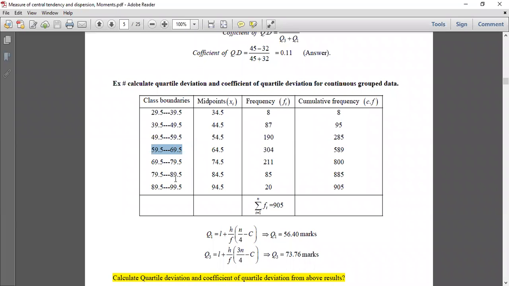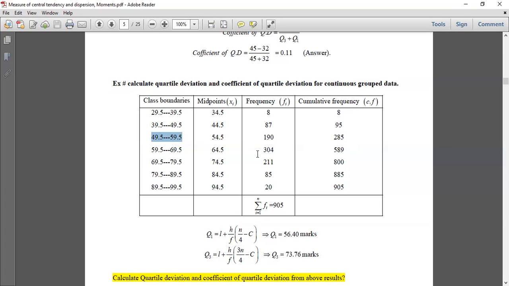Okay, so make a note. Okay, and what is the value of the second one? The 678, sir. 678.75. Sorry, the first value will lie between 49.5 to 59.5, because the value is 226 and the cumulative frequency near about 226 is 285. So the value will lie between 49.5 to 59.5.